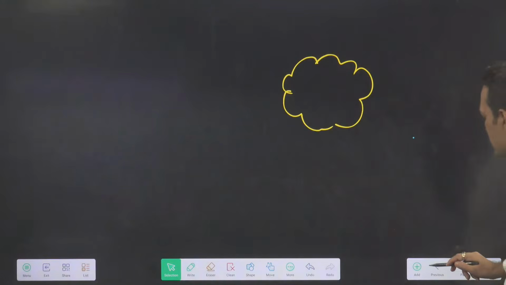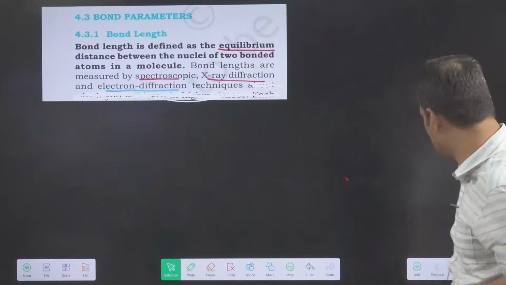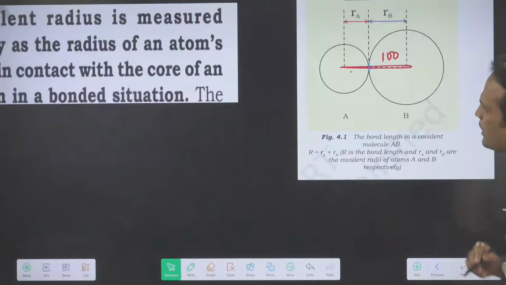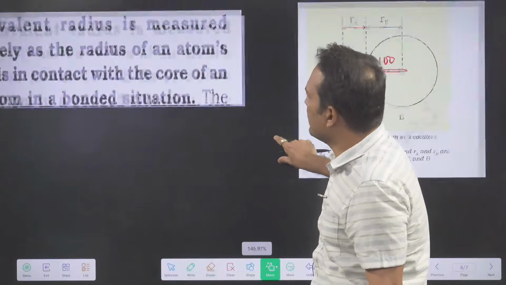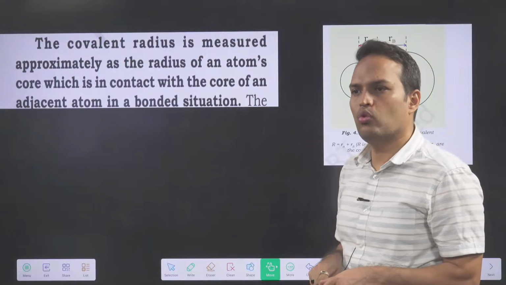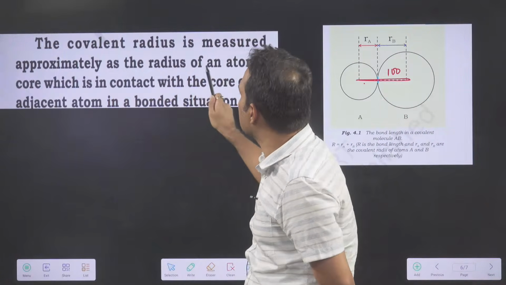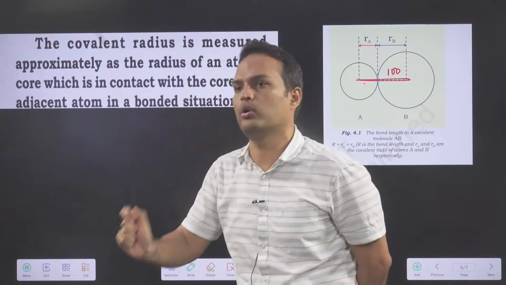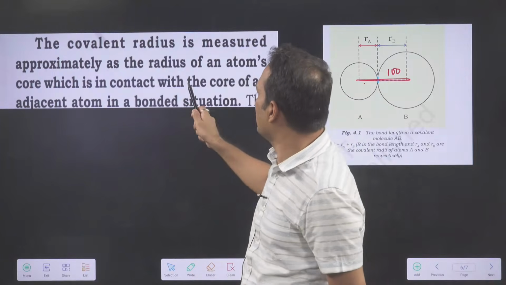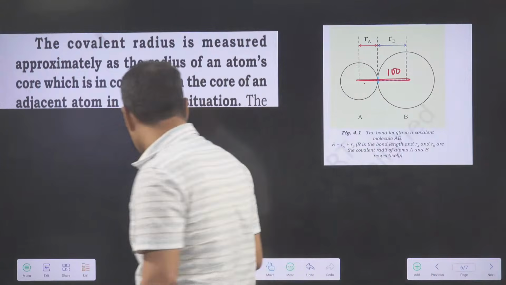Now let's see the definitions in NCERT, and you will exactly come to know what is the difference. This I am just showing you, but let's see the definitions in NCERT. Where did NCERT go? See, this is the definition of covalent radius. Everyone read the definition once. The covalent radius is measured approximately as the radius of an atom's core which is in contact with the core of the adjacent atom in the bonded situation. This much is written. So in a simple way I will tell you like this.